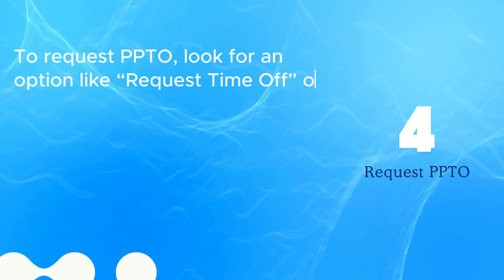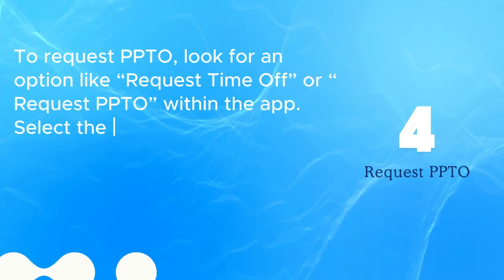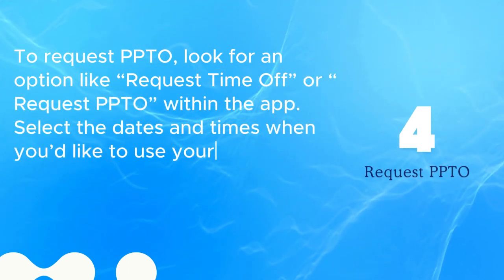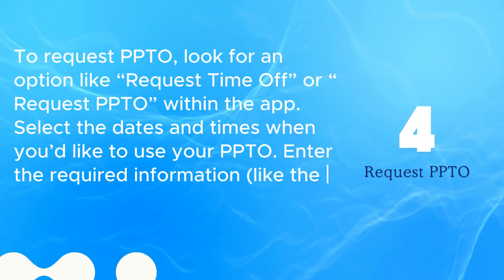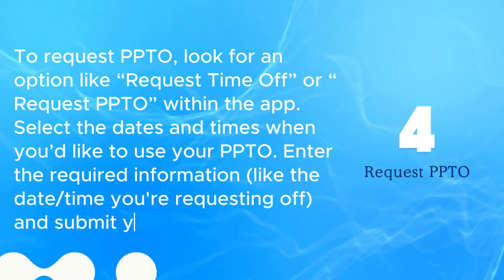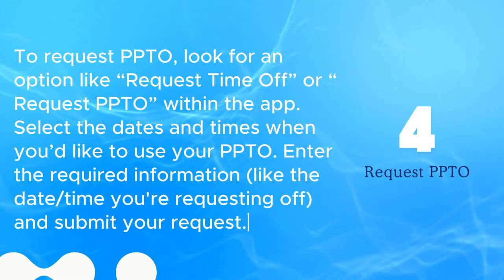4. Request PPTO. To request PPTO, look for an option like Request Time Off or Request PPTO within the app. Select the dates and times when you'd like to use your PPTO. Enter the required information, like the date or time you are requesting off, and submit your request.